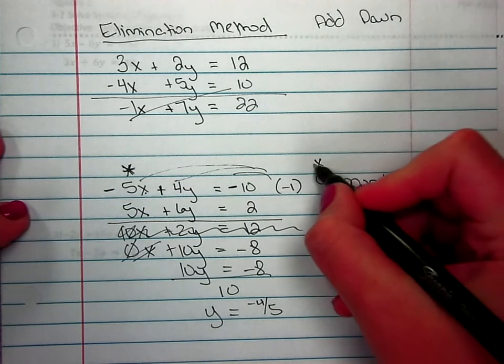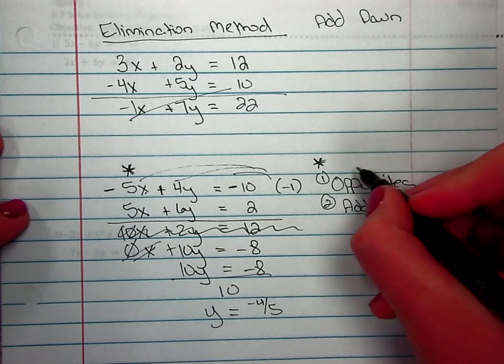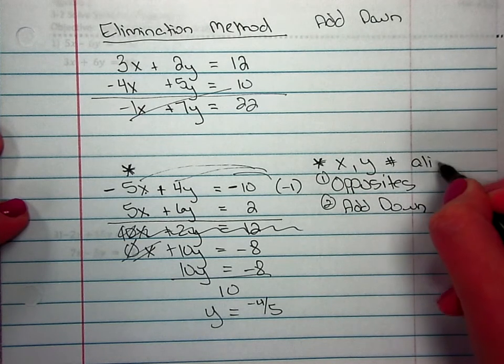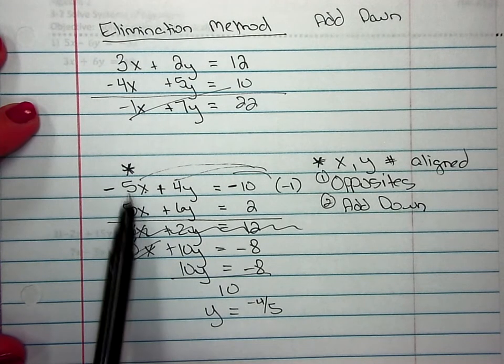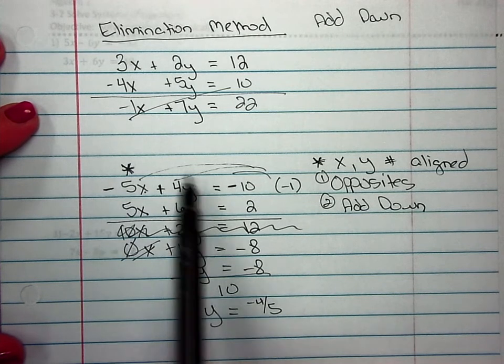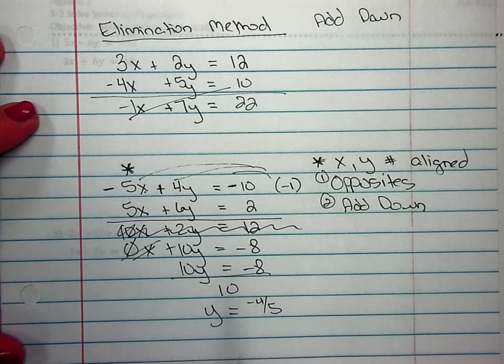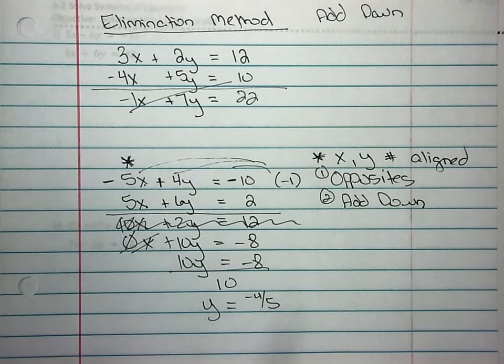And I guess there is a definite pre-step that I forgot. You want to have your x, your y, and your number all perfectly lined up. You want to have them aligned. Notice that I had my x's stacked on top of each other, my y's, my equal sign, and my numbers. If they are not lined up like this, you may need to move it all around.